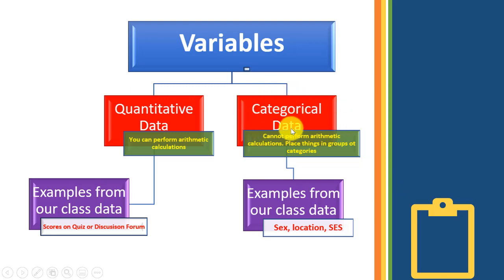That's categorical data, categorical variables. These are the ones you cannot perform arithmetic calculations on. Let's look at examples from our class data. Sex: you can't multiply or divide male or female. Location: you can't subtract, you can't divide, you can't carry out any of these arithmetic operations.